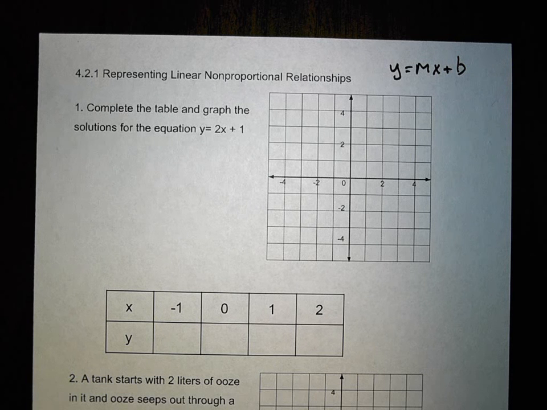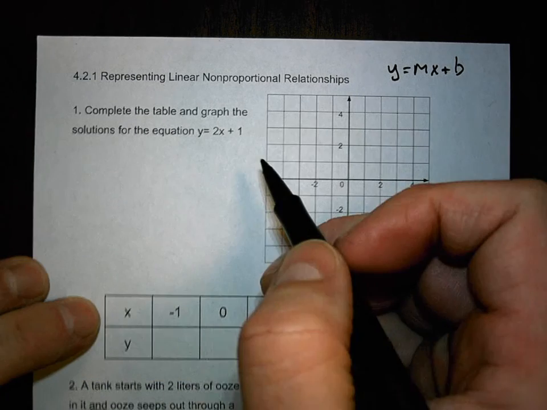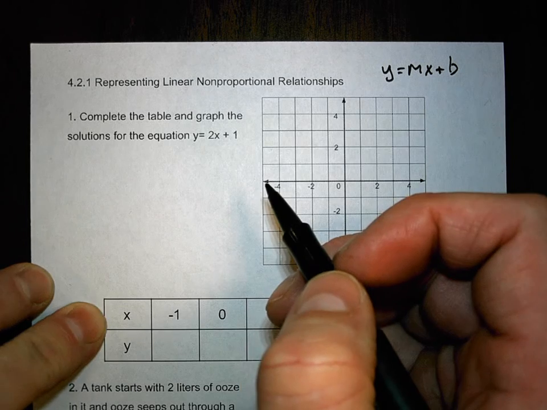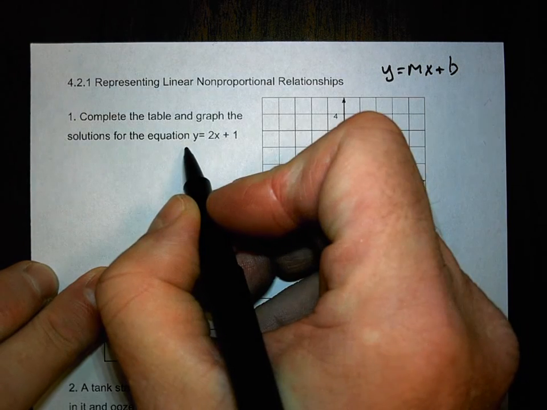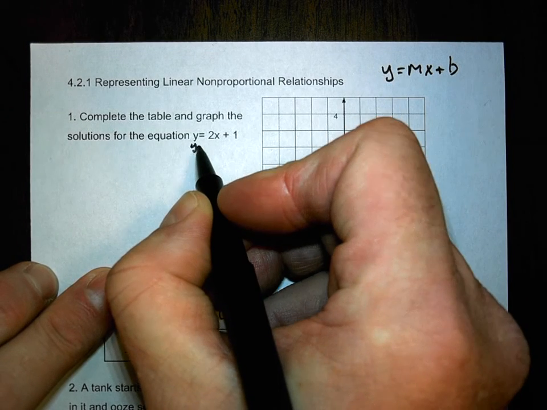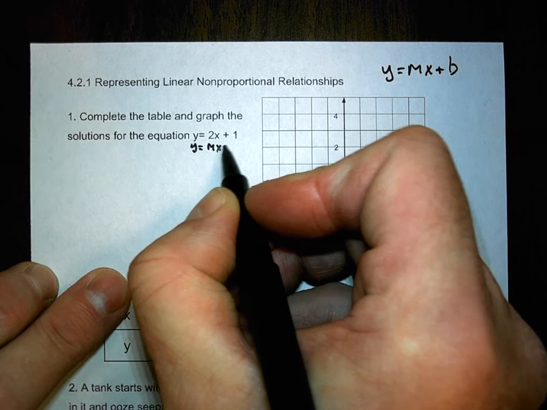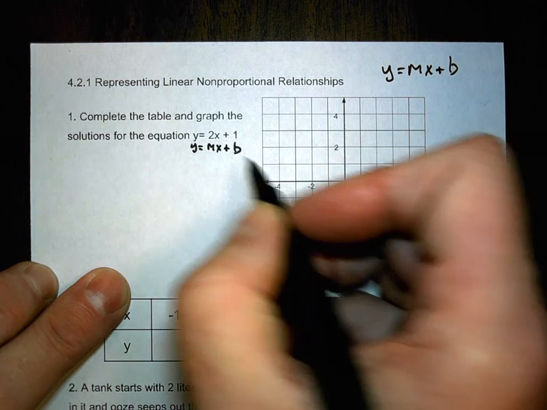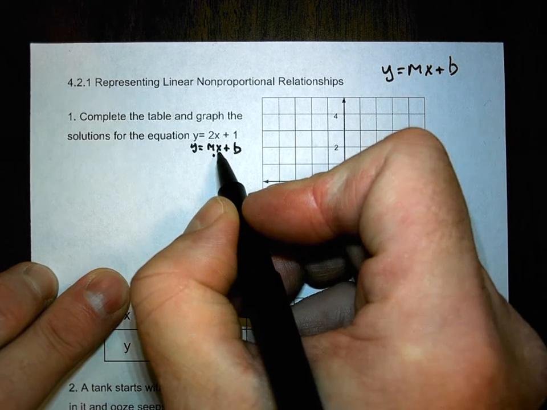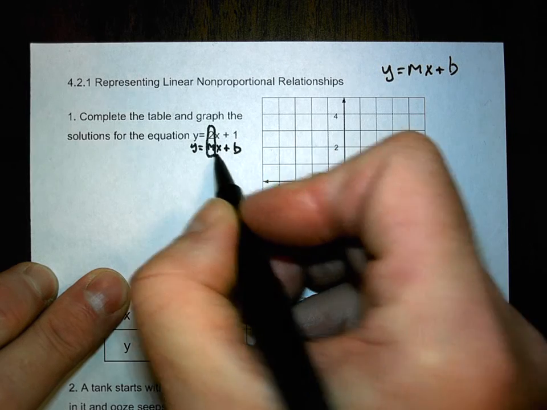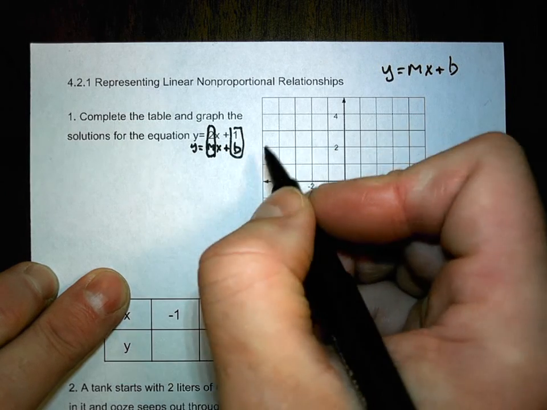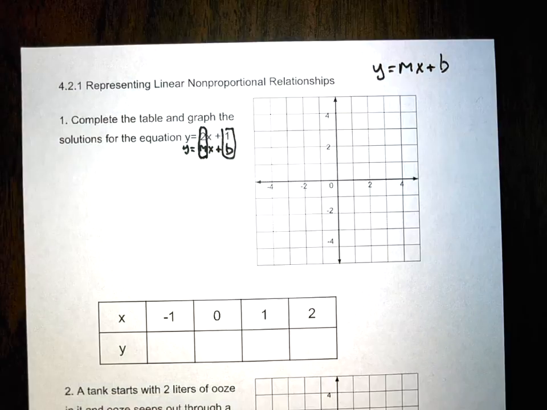So we've got an equation. It says complete the table and graph the solutions for the equation y equals 2x plus 1. Now, what do we know about our stuff? What's the only equation we have right now? Y equals mx plus b, right? Well, if I write it right under, I found m and I found b, didn't I? By the way, on b and m, be careful you don't drop the negatives.